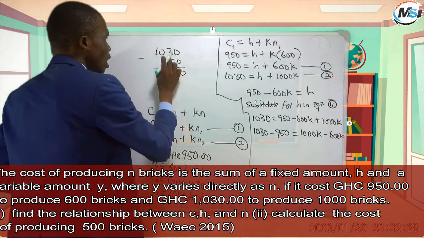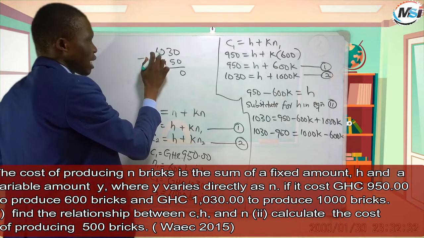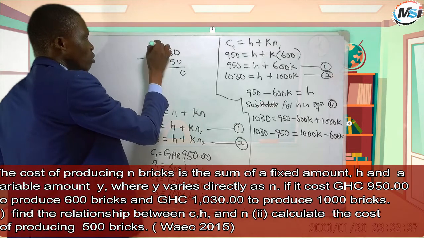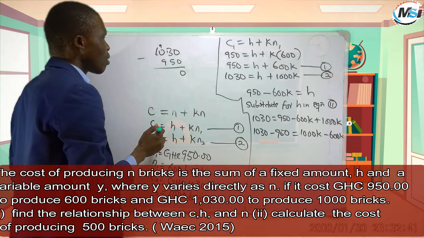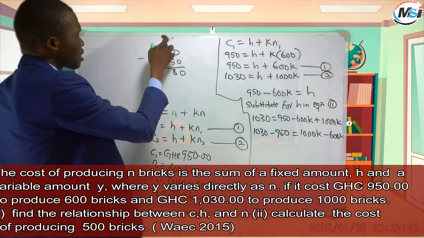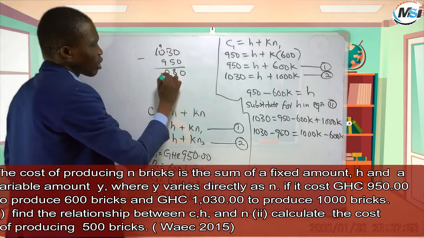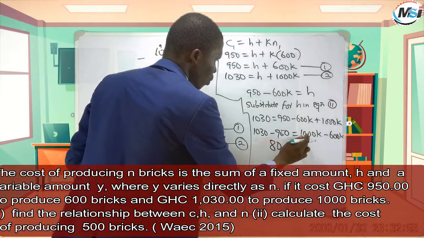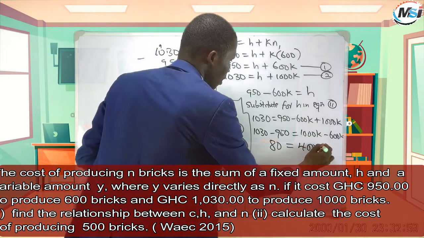Minus, the 0 minus 0 will give us a 0. 3 minus 5 is not possible. You borrow 1 here, get it to this place, it will give you 10. Get 1 from here, this one will be 9, and this one will be 13. 13 minus 5, we are going to have 8. Now this is 9. 9 minus 9 will give us a 0. So this will give us 80. We are going to have 80 equals 1000 minus 600. We are going to have 400K.